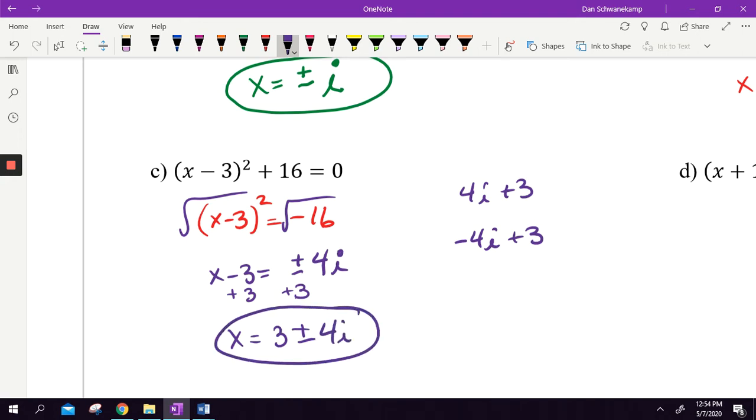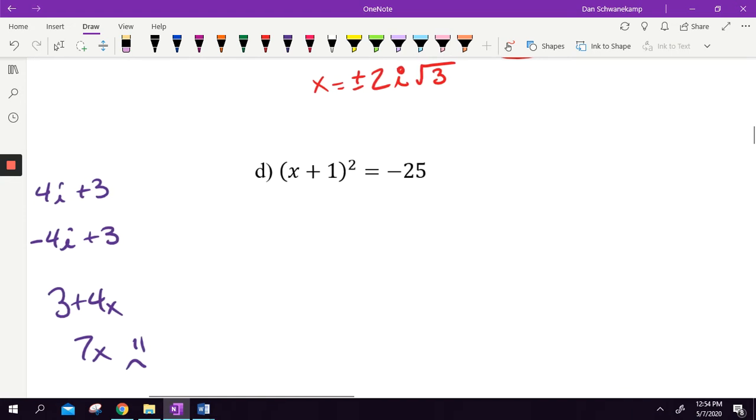That is the best way to write that. We can't combine 3 and 4i. Those are not like terms. That's like saying 3 plus 4x is 7x. That's bad. Okay? Don't do that. Same thing. We're not going to add these two things together. So just keep that in mind as we work through that.